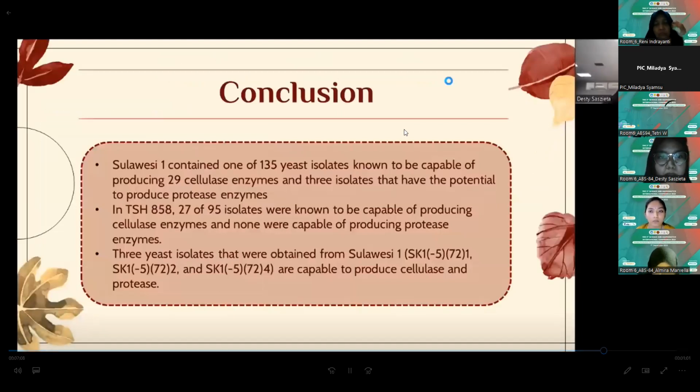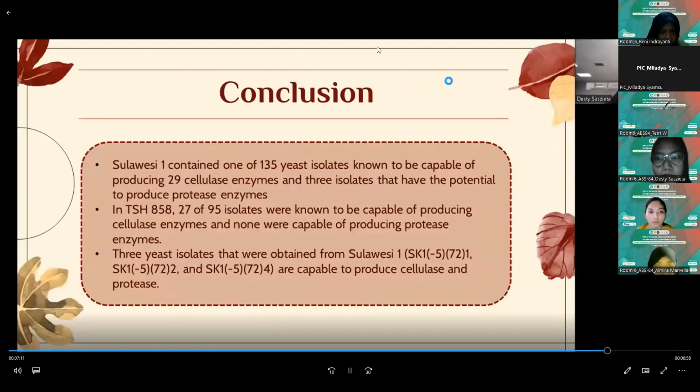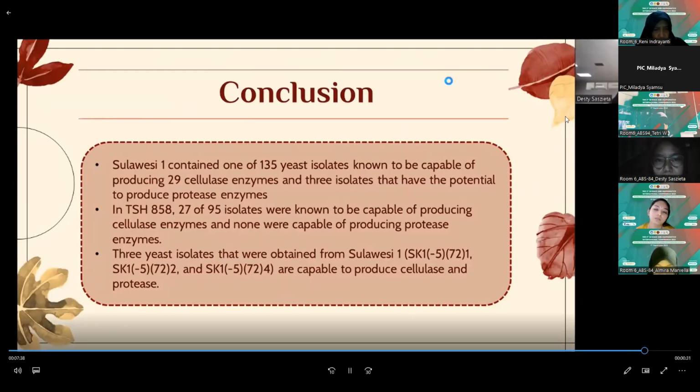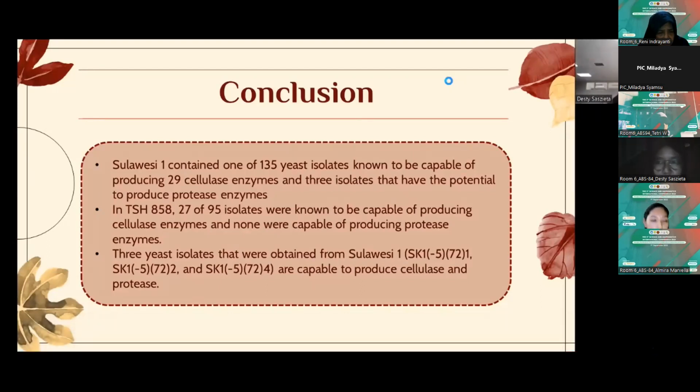In conclusion, Sulawesi 1 contained 135 yeast isolates, of which 29 were known to be capable of producing cellulase enzyme and 3 isolates have the potential to produce protease enzyme. In TSH 858, 27 of 95 isolates were known to be capable of producing cellulase enzyme and none were capable of producing protease enzyme. 3 yeast isolates obtained from Sulawesi 1 are capable of producing cellulase and protease.